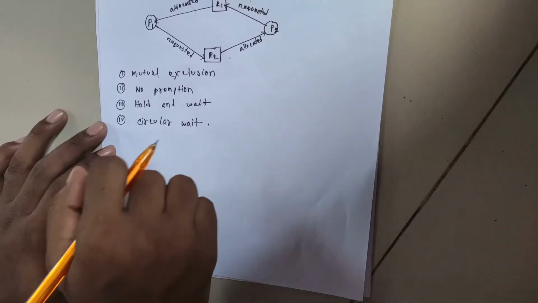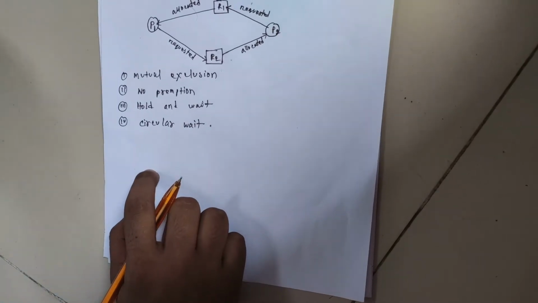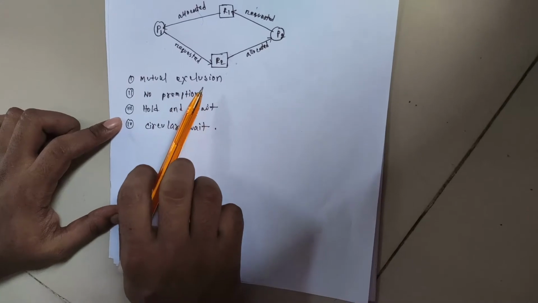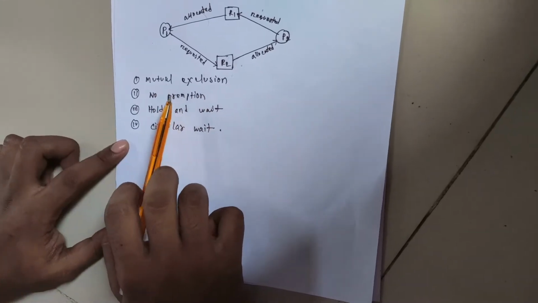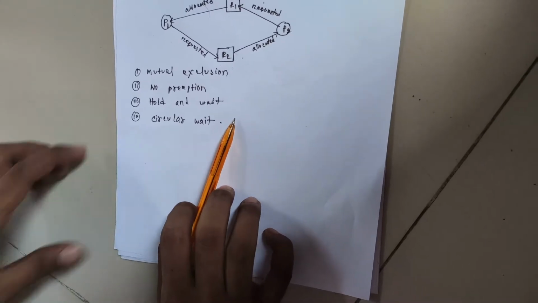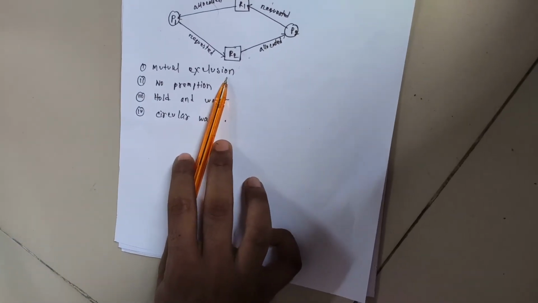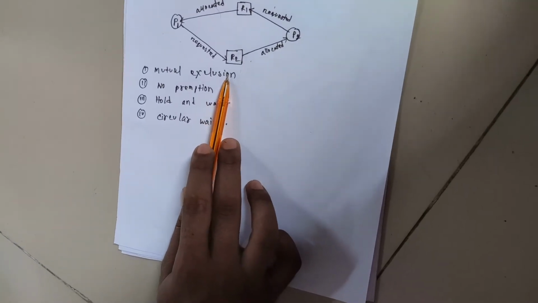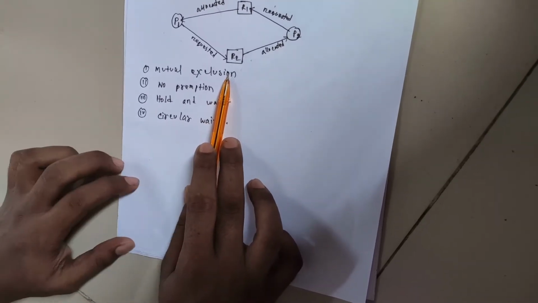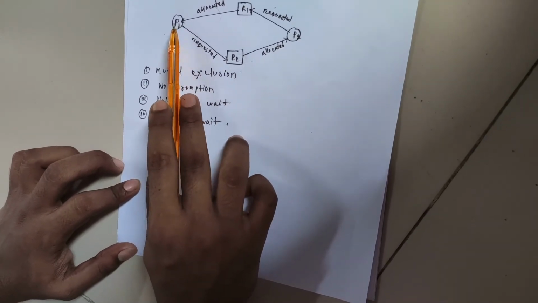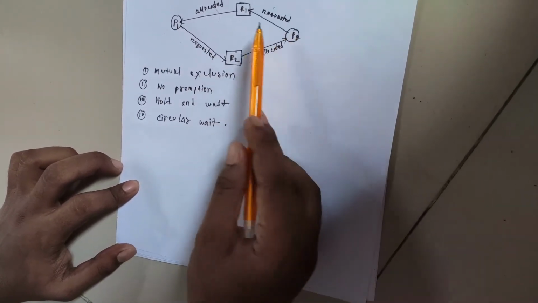So here are the necessary conditions for a deadlock to occur. There are four conditions. First of all, mutual exclusion. Mutual exclusion means not shareable. Only one process can use a resource at a time.